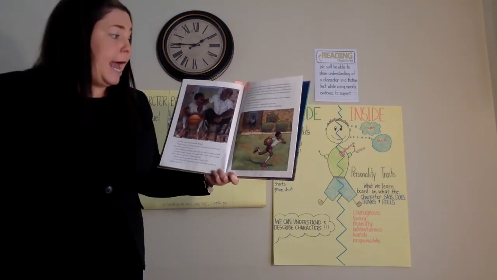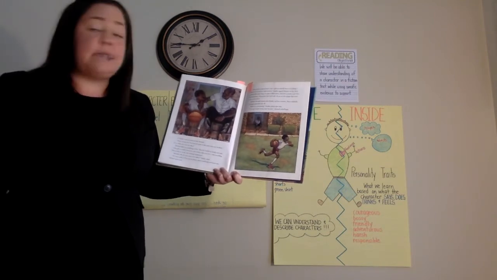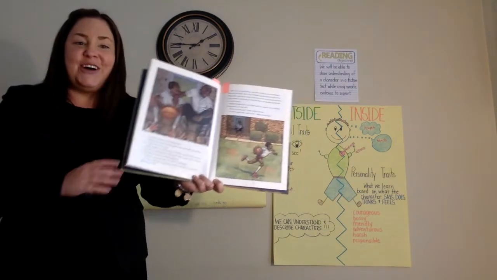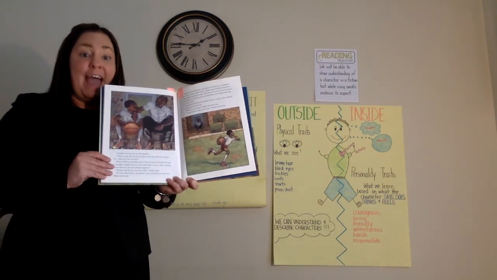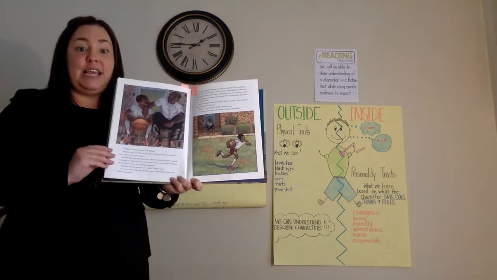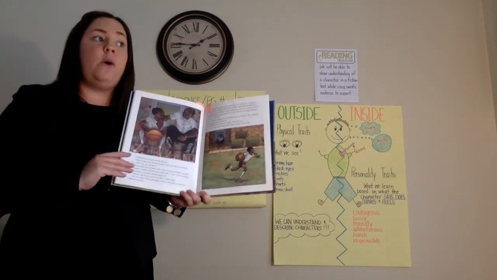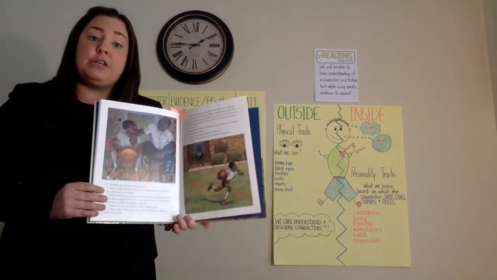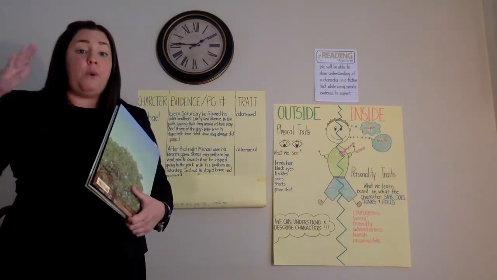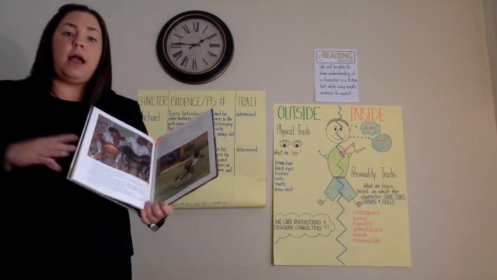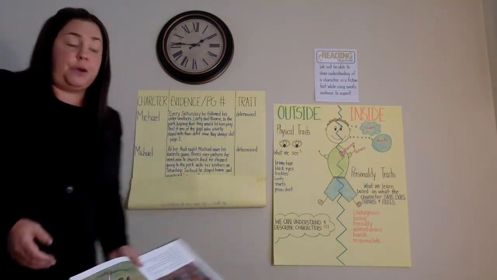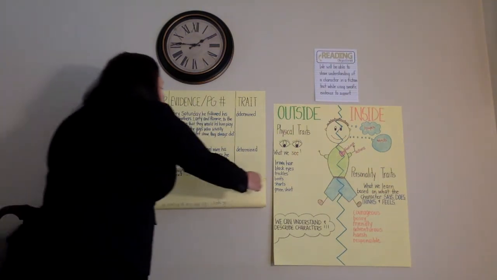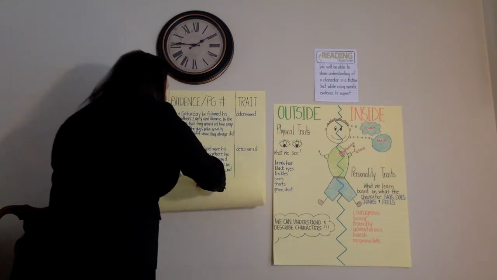Michael thought about what Daddy had said for a minute. Then suddenly, he jumped up and took off. Yeah, definitely shows that he's determined. So even though some of that evidence is what his father said, I'm going to write down both of those pieces and really talk about what kind of character Michael is. So his actions are what we want to focus on today.